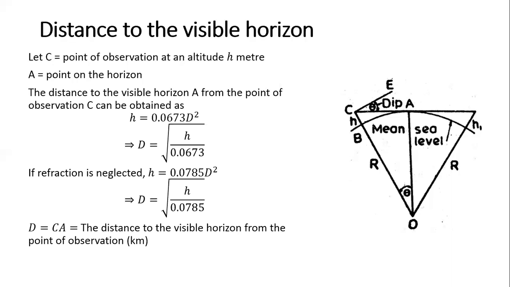Now this is equal to CA, the distance to the visible horizon from the point of observation, which is always taken in kilometers. And h is the height of the point of observation above the mean sea level.